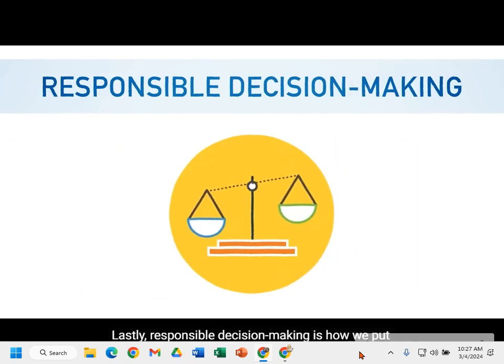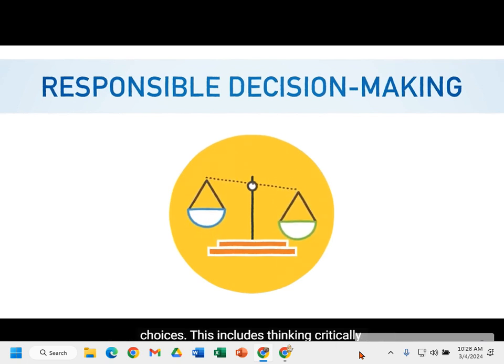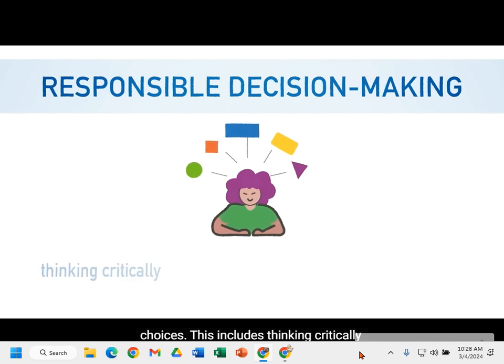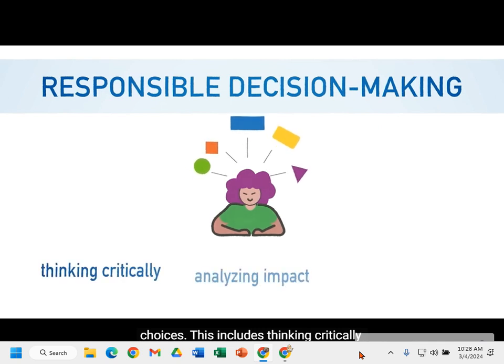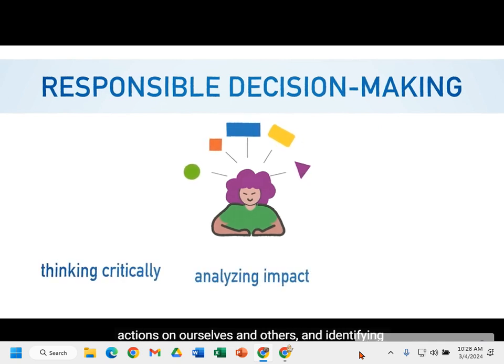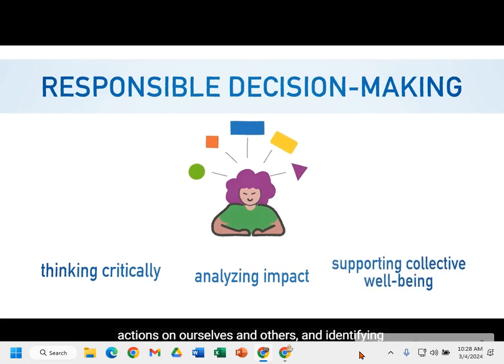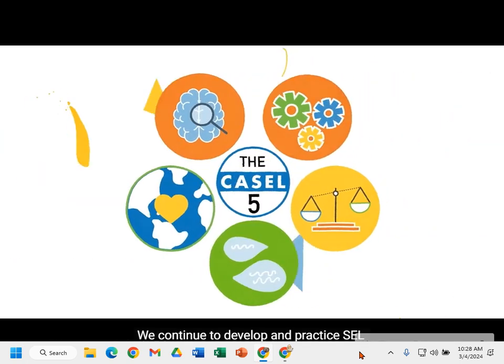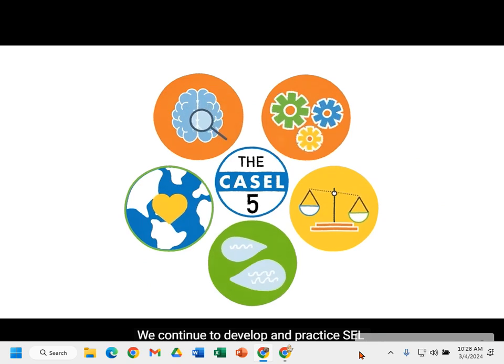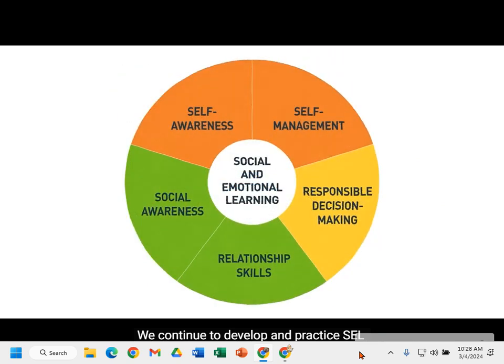Lastly, responsible decision-making is how we put it all together to make caring and constructive choices. This includes thinking critically about consequences, analyzing the impact of our actions on ourselves and others, and identifying solutions that support our collective well-being. We continue to develop and practice SEL throughout our lives and can adapt and apply these competencies across different contexts and cultures.